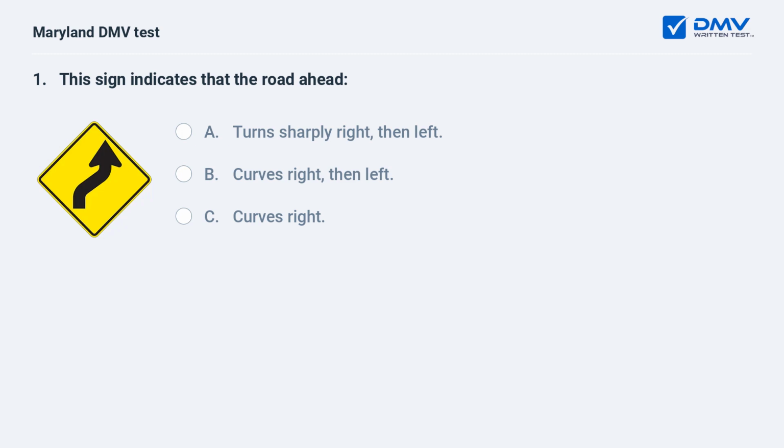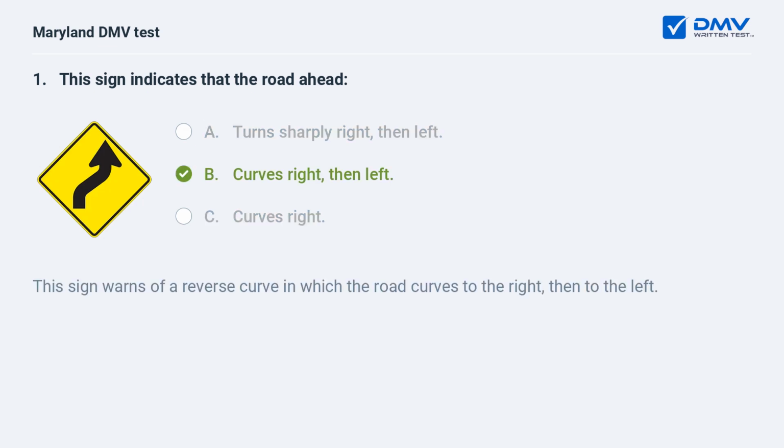This sign indicates that the road ahead, A. turns sharply right, then left. B. curves right, then left. C. curves right. The answer is B, curves right, then left. This sign warns of a reverse curve in which the road curves to the right, then to the left.